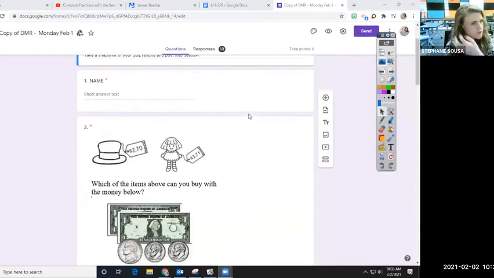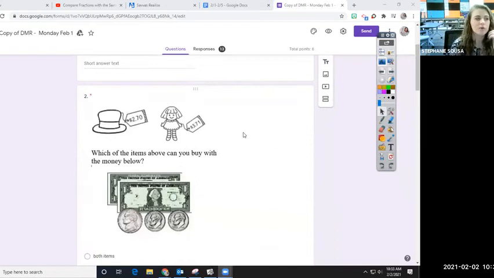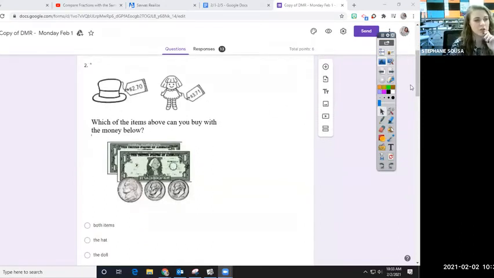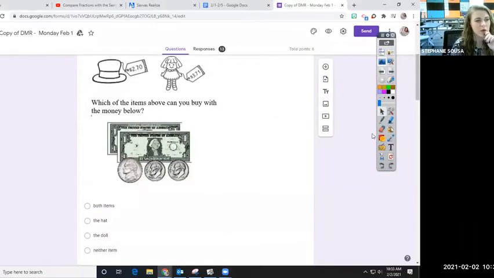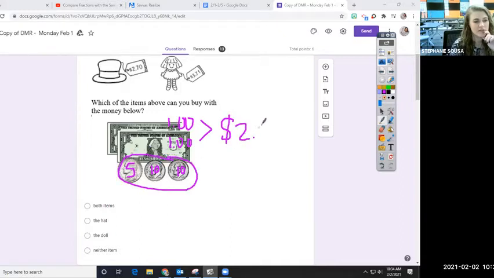Alrighty, taking a look at our DMR from yesterday. Your first question was your name. Hopefully you typed that. Second question, which of the items above can you buy with the money below? We have $1. We have another dollar. We have a nickel. We have a dime. We have a dime. This is $2. Our change together makes 25 cents.